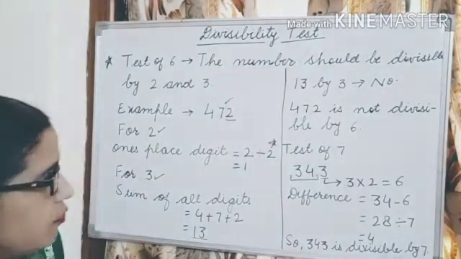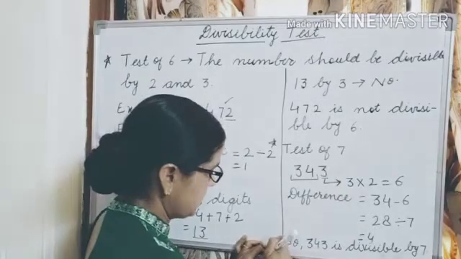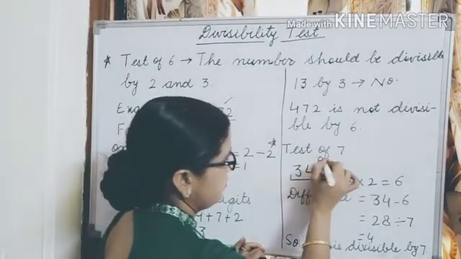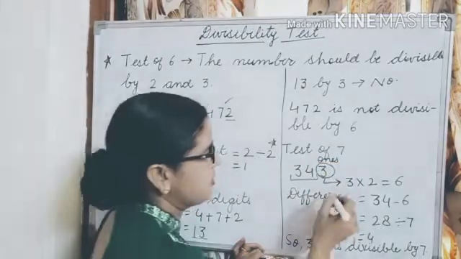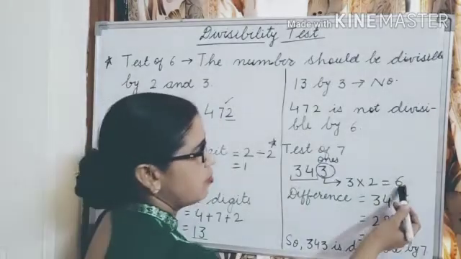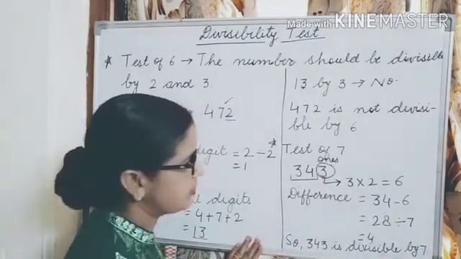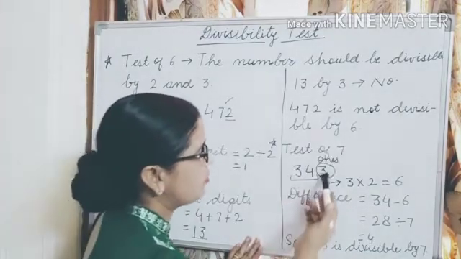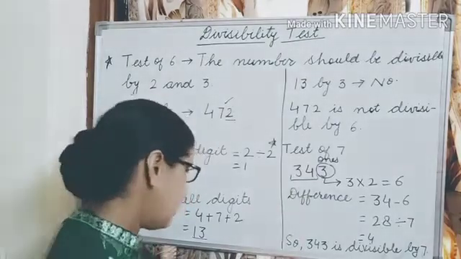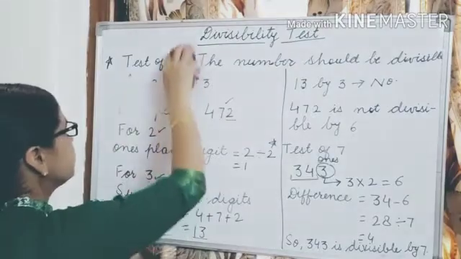Now I hope you understand the divisibility test of 6 and 7. What do you have to do for 7? The ones place digit, you will multiply by 2. Then you will get one product. That product you will subtract from the number formed by the rest of the digits. The number may be of 3 digits or 4 digits. It doesn't matter. Now the next divisibility test, we are going for 8.